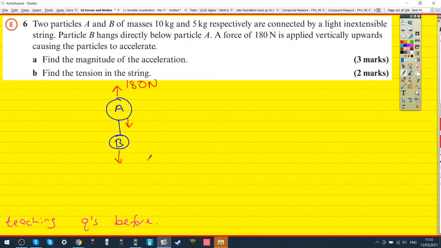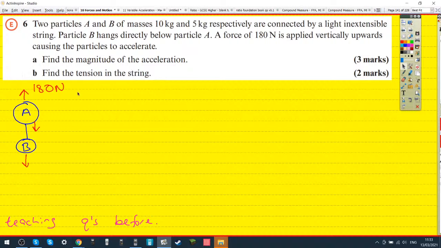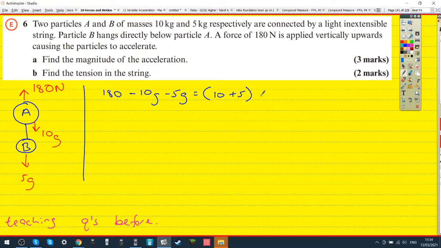So, F is 180 equals M, which is... Hold on. You've got downward forces as well. Oh, is it 180 minus 15g? Correct. That's what I was waiting for. So that's 10g, that's 5g, equals mass, which is 15a. So 33 equals 15a. Then you divide by 15 on both sides. And you get 2.2 equals a.